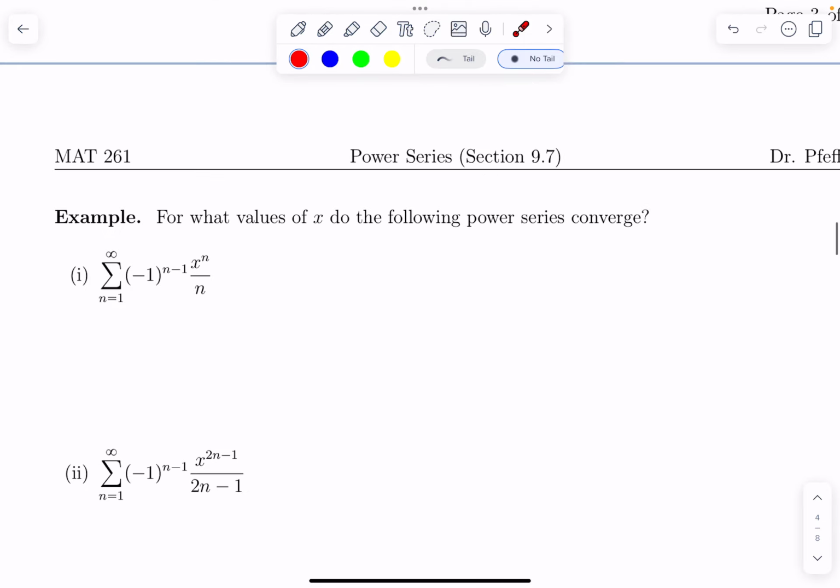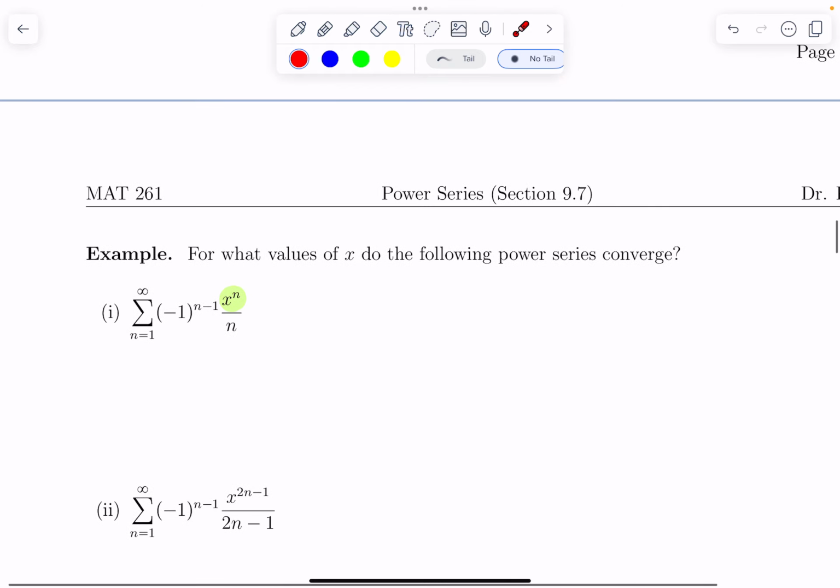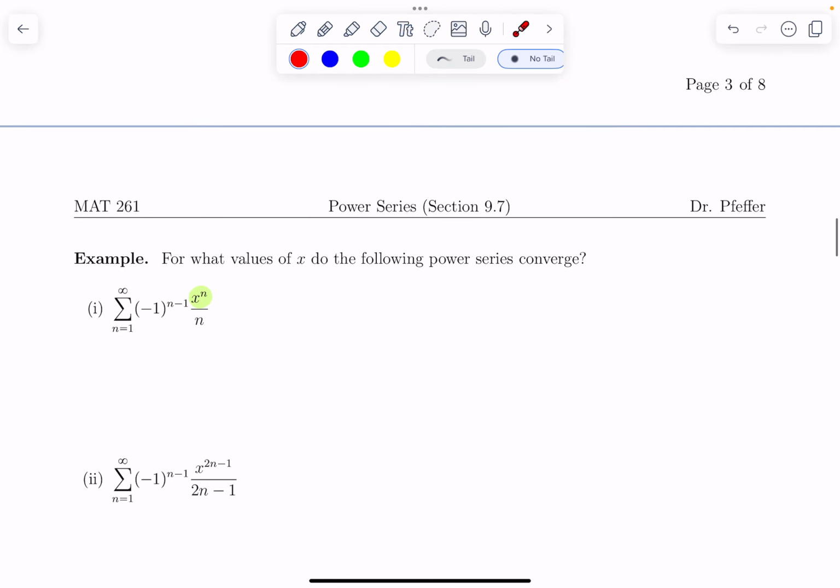We'll start with this one. This series is a power series. What we see, for example, is that this is my x to the n. It seems to be centered at 0. And my c_n is everything else. So let's go ahead and just not think too carefully about this. Let's just go ahead and do the root test on this.